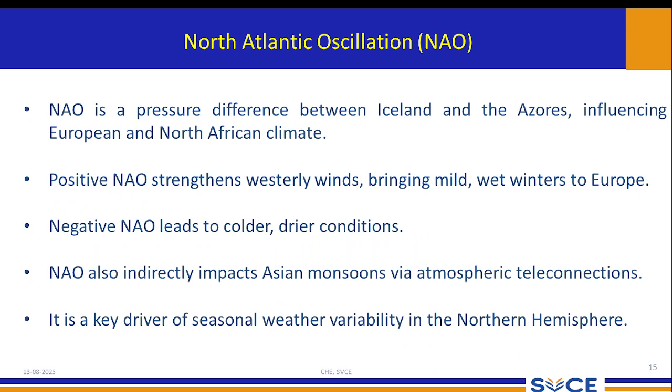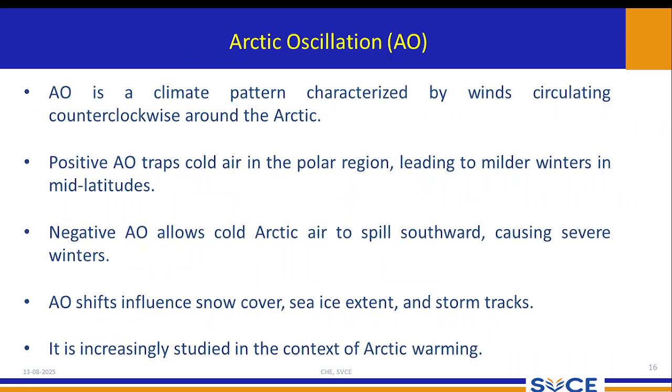North Atlantic Oscillation. So what is the North Atlantic Oscillation? It is a pressure difference between Iceland and the Azores influencing Europe and North African climate. Again, the positive and negative phases are here. The positive North Atlantic Oscillation strengthens the westerly winds, bringing mild, wet winters to Europe. Negative NAO leads to colder, drier conditions. NAO also indirectly impacts Asian monsoons via atmospheric teleconnections. It is a key driver of seasonal weather variability in the northern hemisphere.